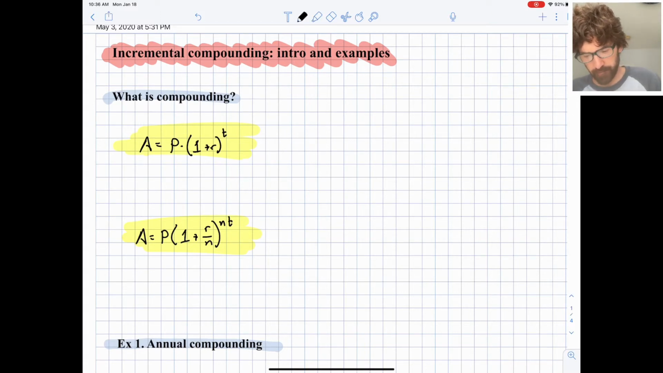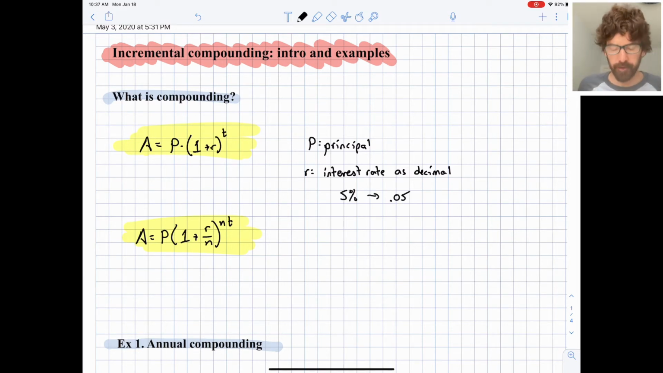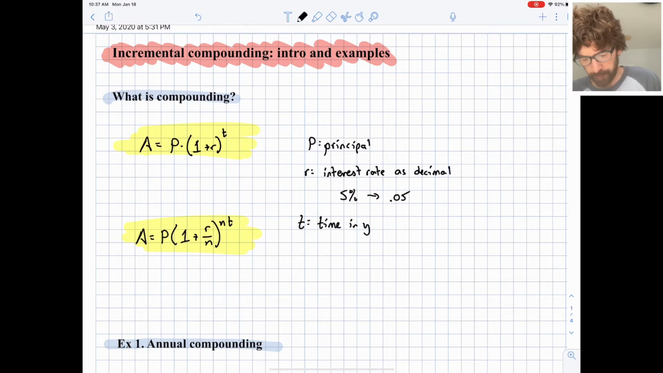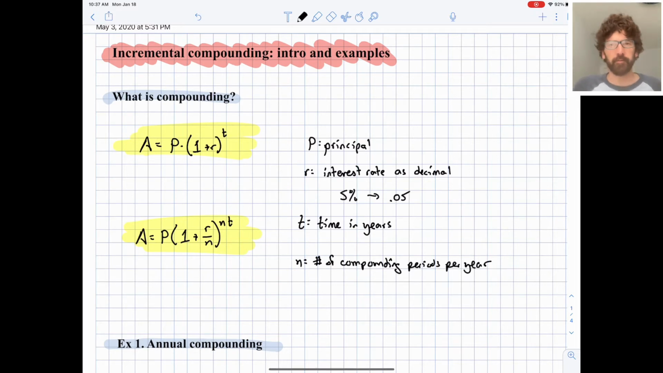Let's have a little reminder of those variables. P stands for principal or initial amount. R is your interest rate. It needs to be as a decimal. So if, say, you're earning 5% interest, you would enter R as 0.05. T is time in years. And N is the number of compounding periods per year. Okay, so those are a couple formulas to keep in mind.